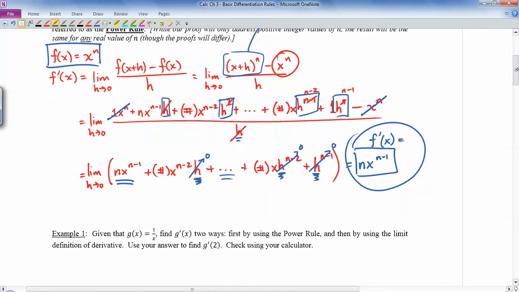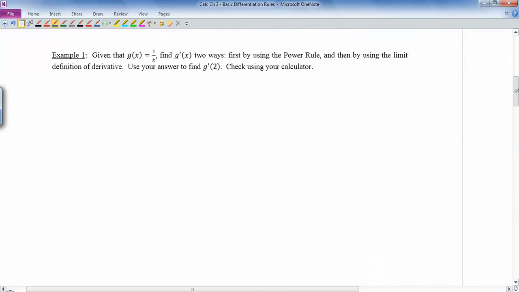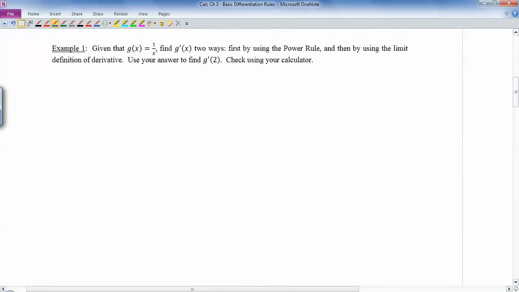So in example 1 here, it says given that g of x equals 1 over x, find g prime two different ways. One by using the power rule, and two by using the limit definition of the derivative. So let's use the power rule first.